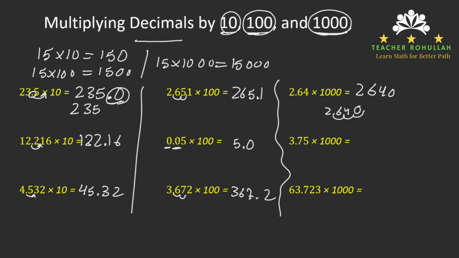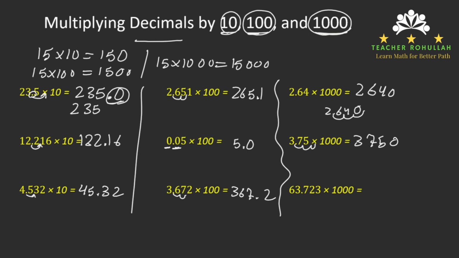The second example in this column is 3.75 times 1,000. The same case, when it's multiplied by 1,000, the decimal point moves 3 places to the right, and in this place we add a 0. So we get 3,750 as the answer of 3.75 times 1,000.